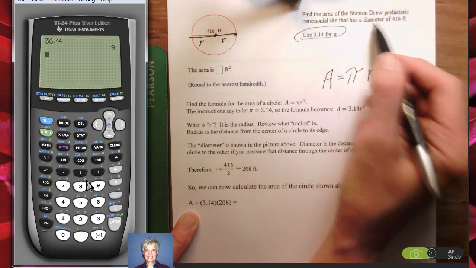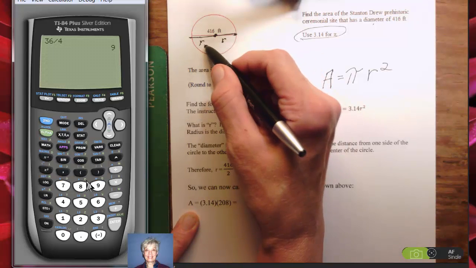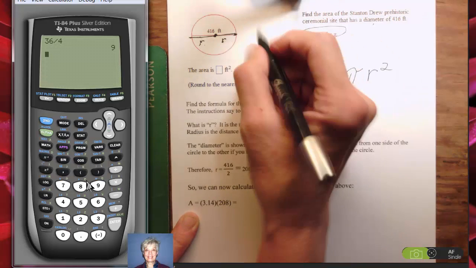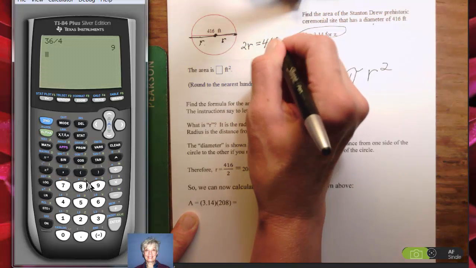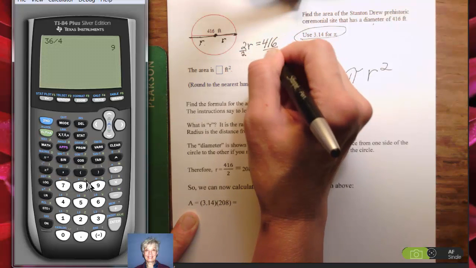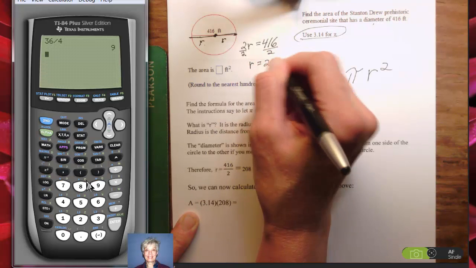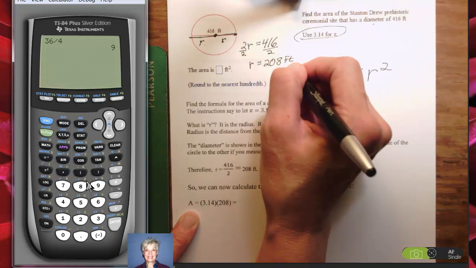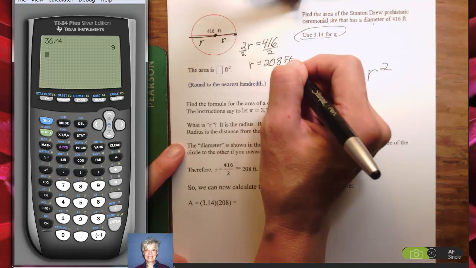The diameter is 416 feet. The diameter is made up of two radii, one radius and one radius. All right, so 2r equals 416. To find out what r is, you divide by 2 on both sides, and you'll get r equals 208 feet. Half the diameter is what the radius is. 208 feet. Now we are ready to rock and roll.